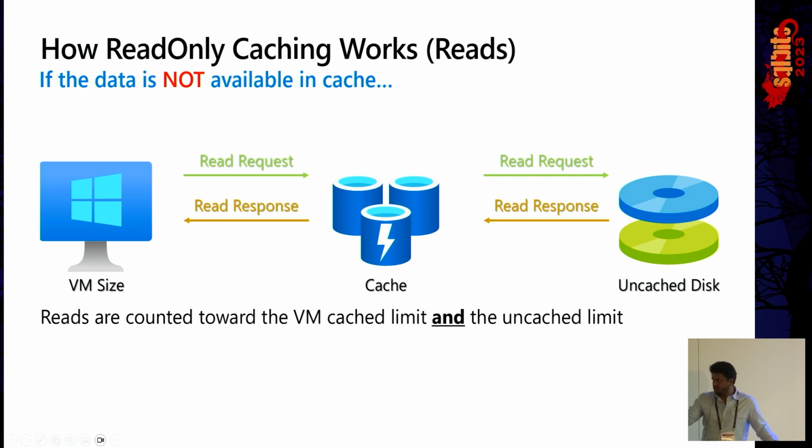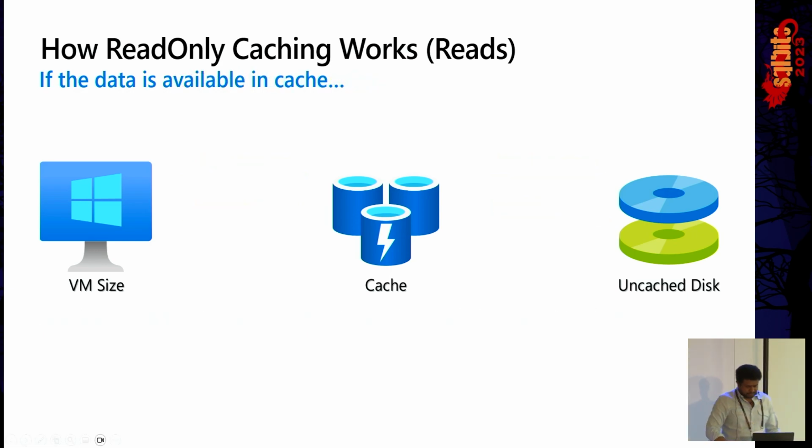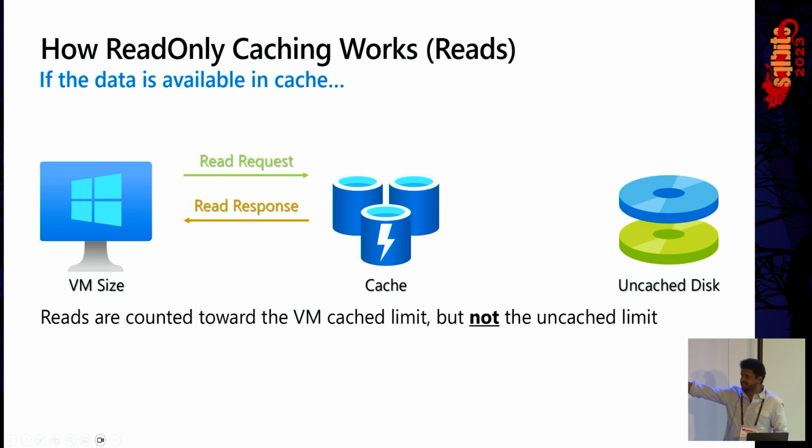You actually issue an IO request. It goes to the uncached disk, and then it stores back into the cache and gives back that request to the VM. Right? Now, when the data is available in the cache and you ask the same request, it won't go to the uncached disk. It will come back only from the cache, because you have already given that to the cache. The cache actually got that request already.